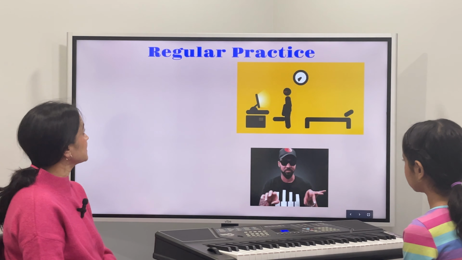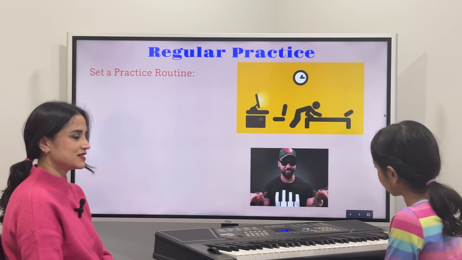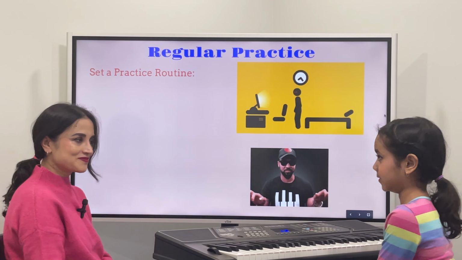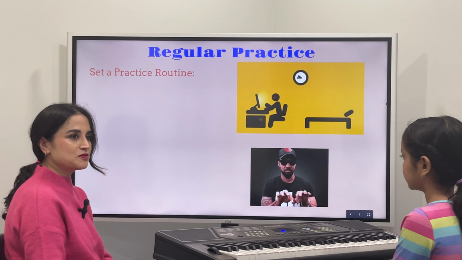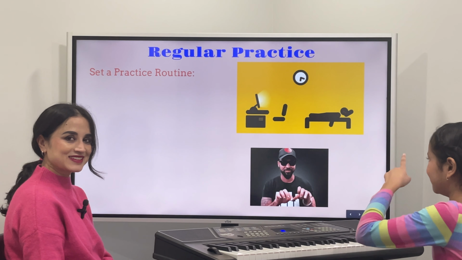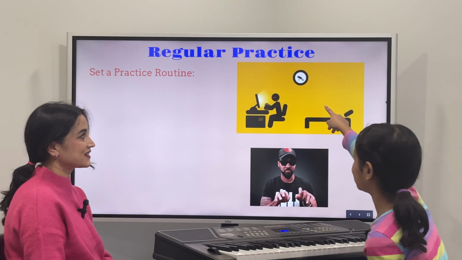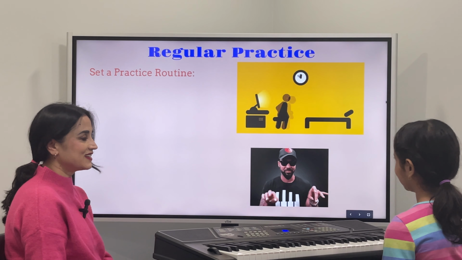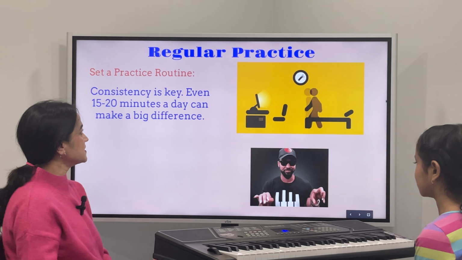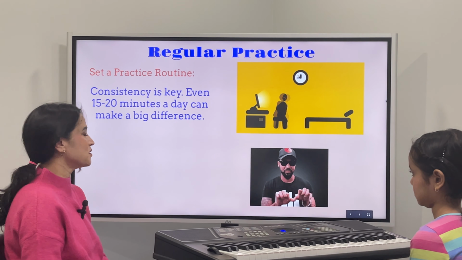Okay, let's see the next one. Regular practice. What does that mean? You should set a practice routine, like when you should practice and when you should not. You have to have a specific time and consistency. This picture is kind of funny because the clock is going really fast. He keeps on practicing, right? Consistency is the key. Even 15 to 20 minutes a day can make a big difference.